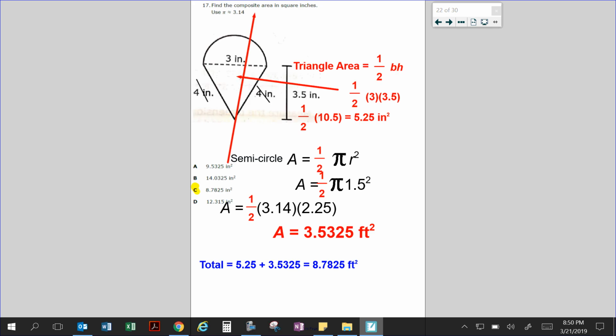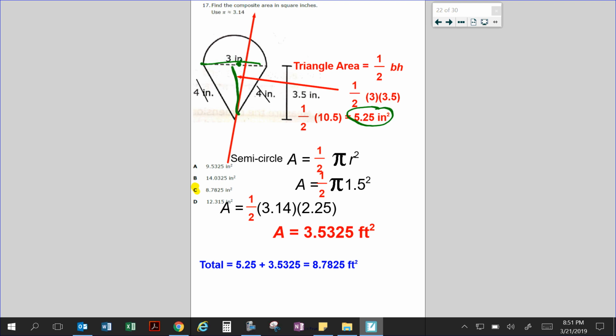Number 17, last but not least. What 2 composite shapes are used here? I see a triangle and a semicircle. Let's do the triangle. It's half of base times height. The base is 3. The height is 3.5. If you multiply three groups of 3.5, it's 10.5. Half of it is 5.25 square inches.